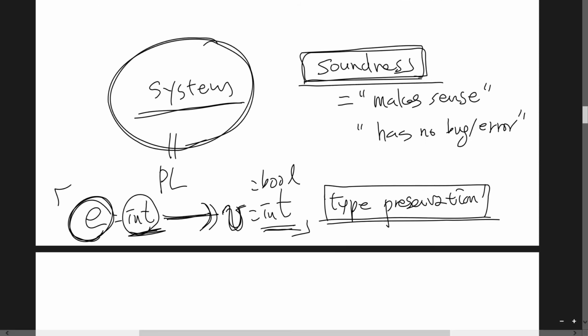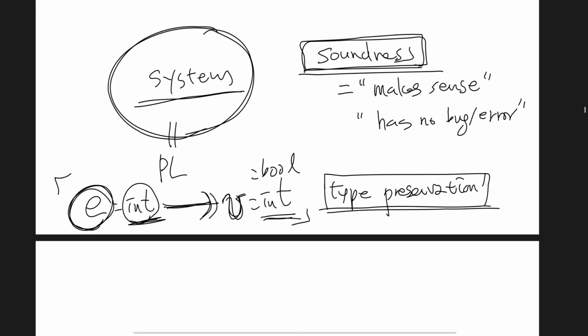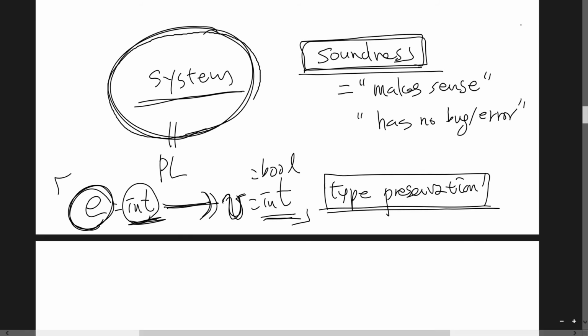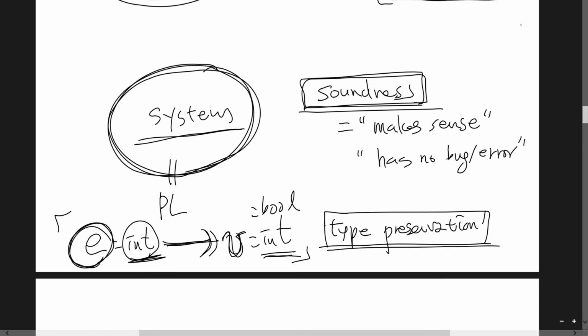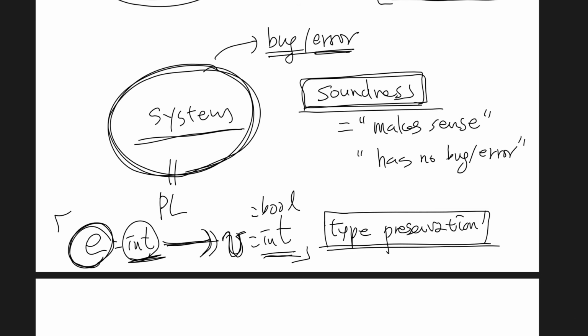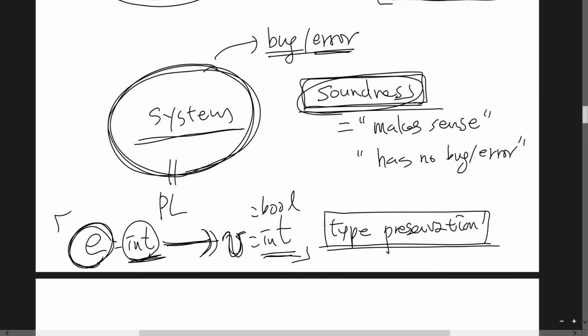So now, why do we need to prove this soundness? Depending on the complexity of this system, it may have a bug or some error in this definition. And by trying to prove a soundness property, you might be able to find this bug, this error in this definition.